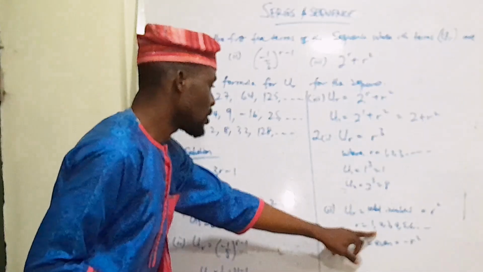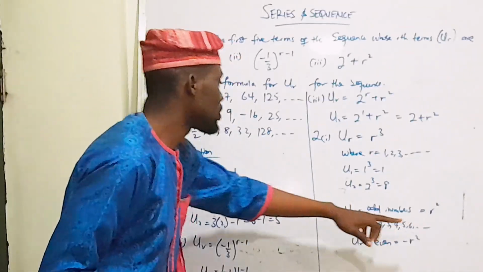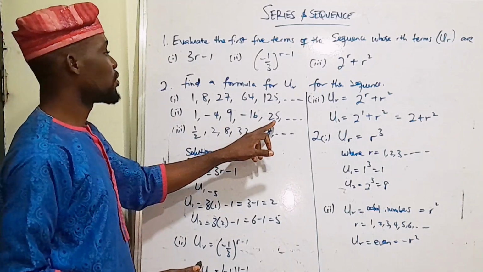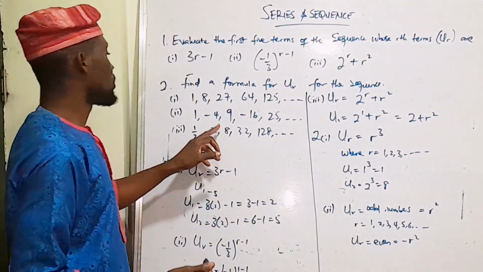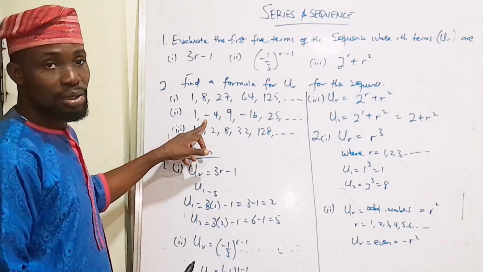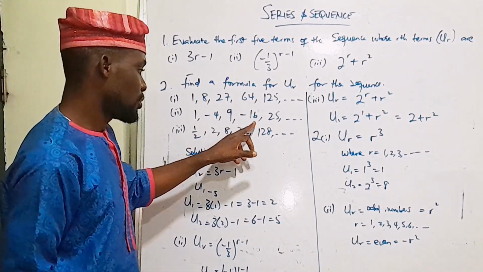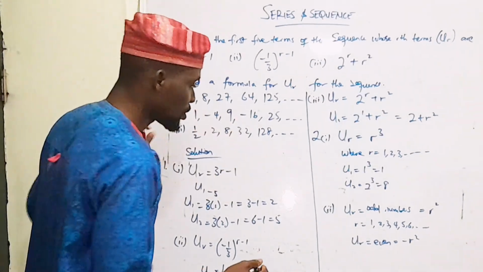Which now becomes what? For R equal to 1 as an odd number, it becomes 1 square, which is 1. For 3, 9. For 5, 25. For even numbers, starting from 2, I have what? 2 squared first is what? 4. Then minus, that becomes minus 4. 4 squared is what? 16. And minus becomes minus 16, and so on and so forth.